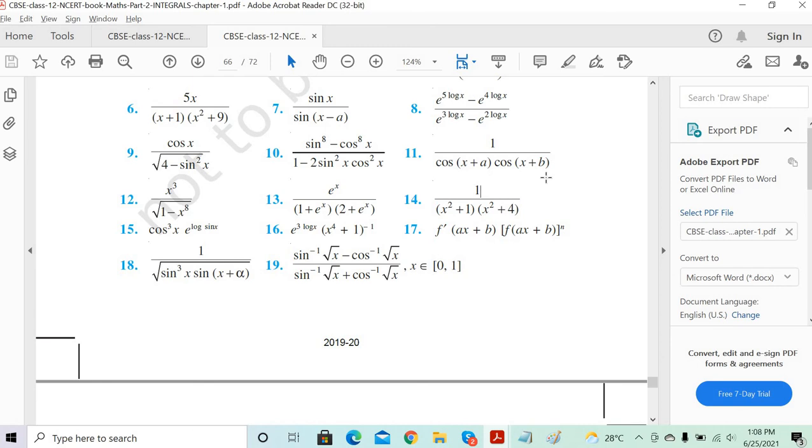Correct? Yes, sir. Sin a minus b you can use, so that a minus b can be represented as x plus a minus x plus b. So it will be b minus a. Yeah, correct. That we can represent.